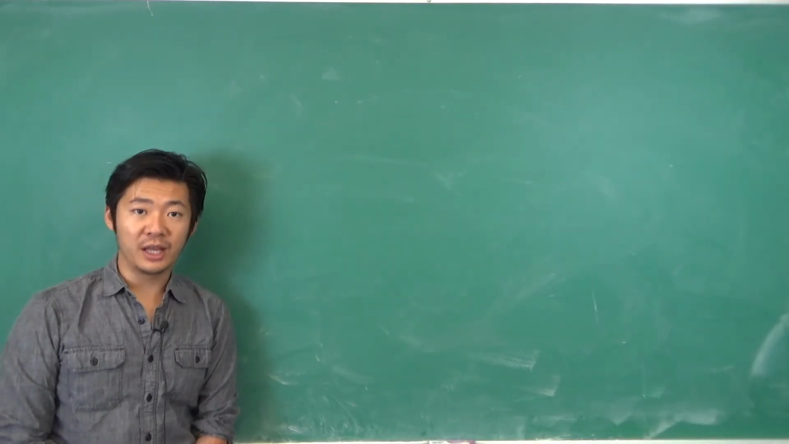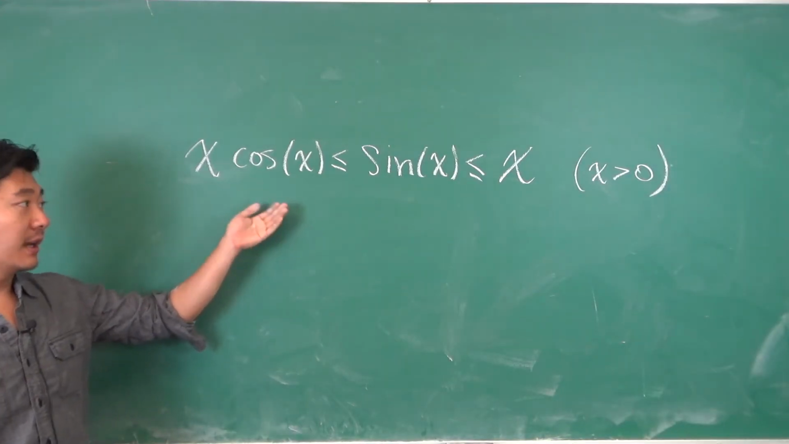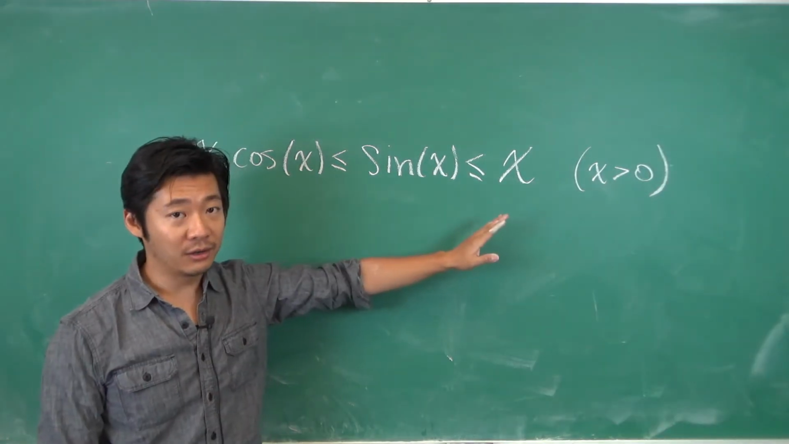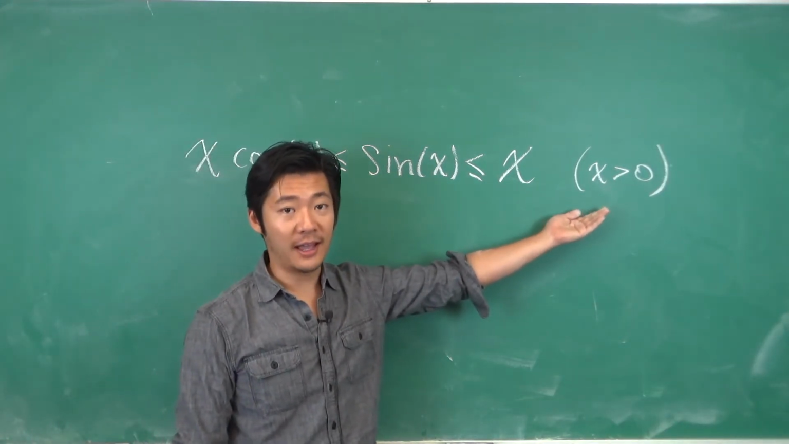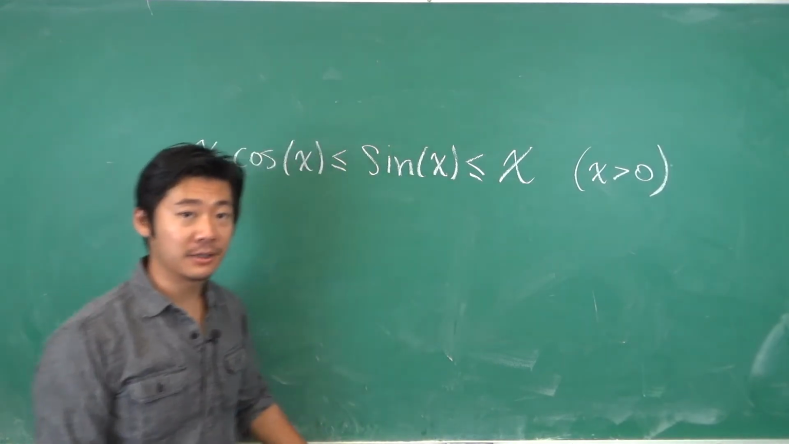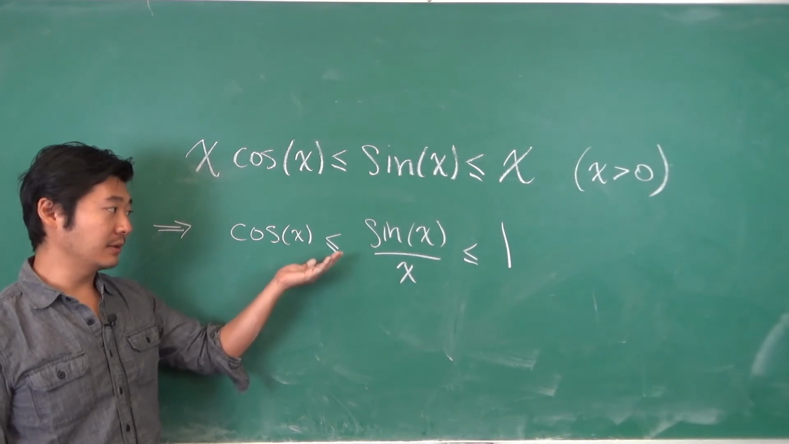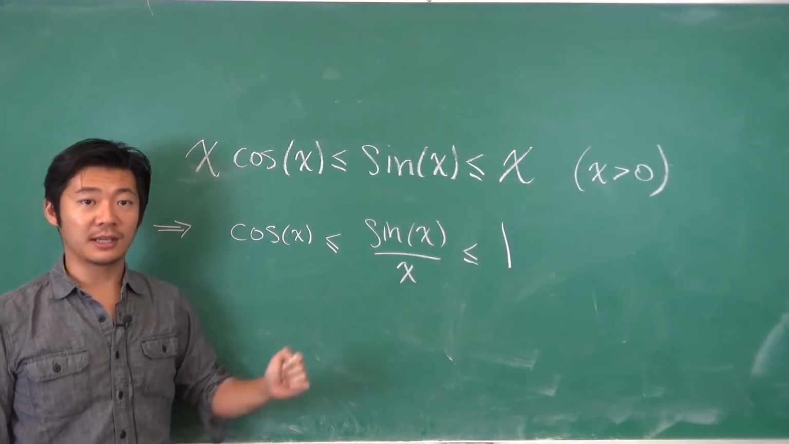Now putting our two claims together, we have x cosine x is less than or equal to sine of x, which is less than or equal to x. Now in our claim, we were assuming that x is greater than 0. And so we get that cosine of x is less than or equal to sine x over x, which is less than or equal to 1.